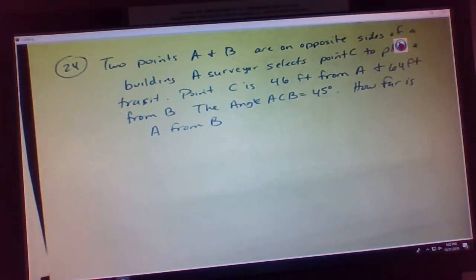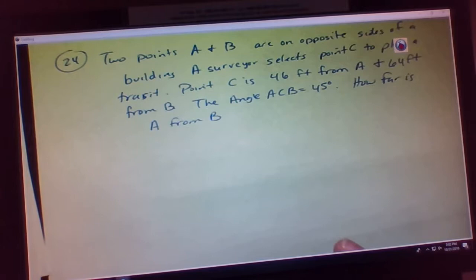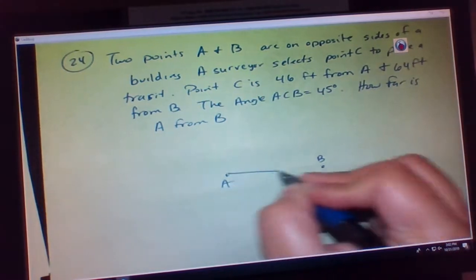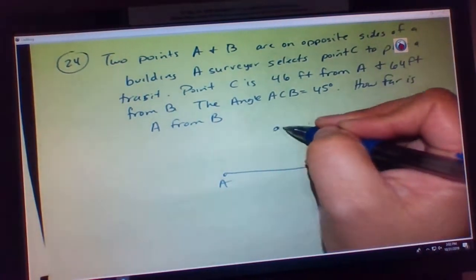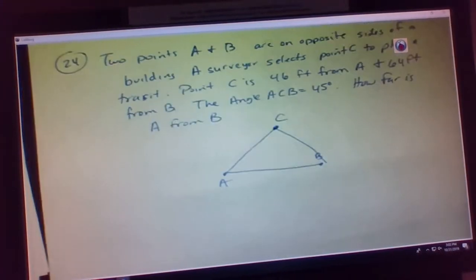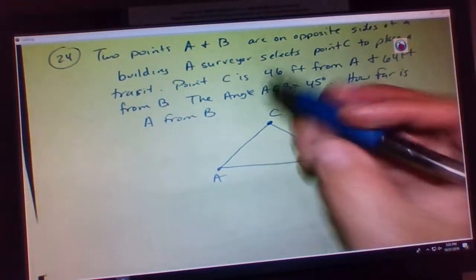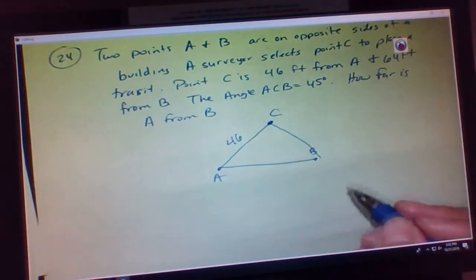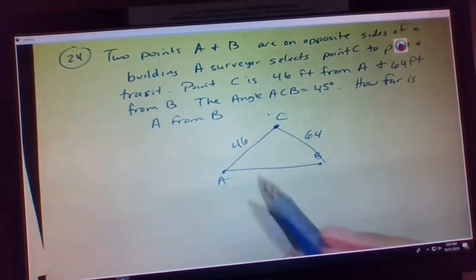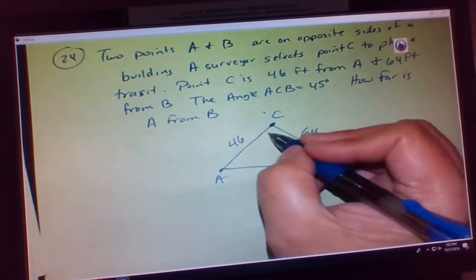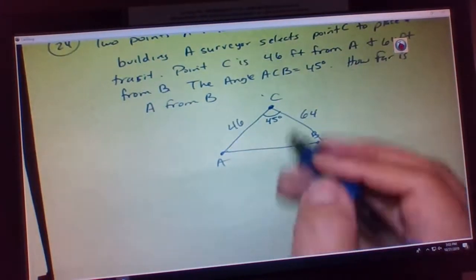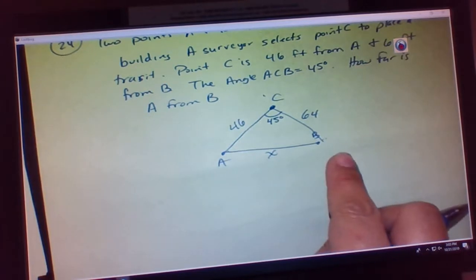So you have a building. You have points A and B on opposite sides. But it says that on point C, this is where they put the transit. So something like this is happening. The distance between A and C is 46. The distance between B and C is 64. And then they say that angle ACB, meaning this angle, is 45 degrees. What they want to know is, what is your distance between A and B?